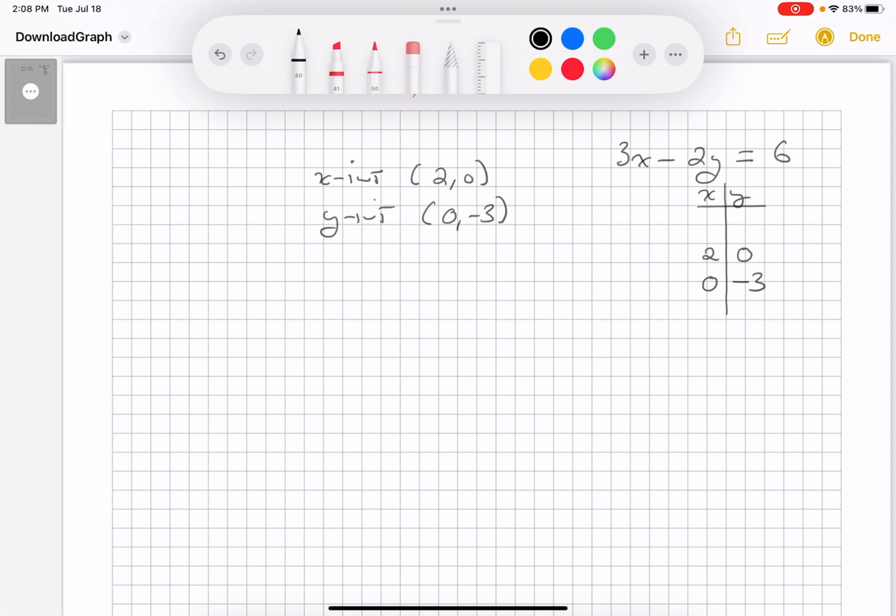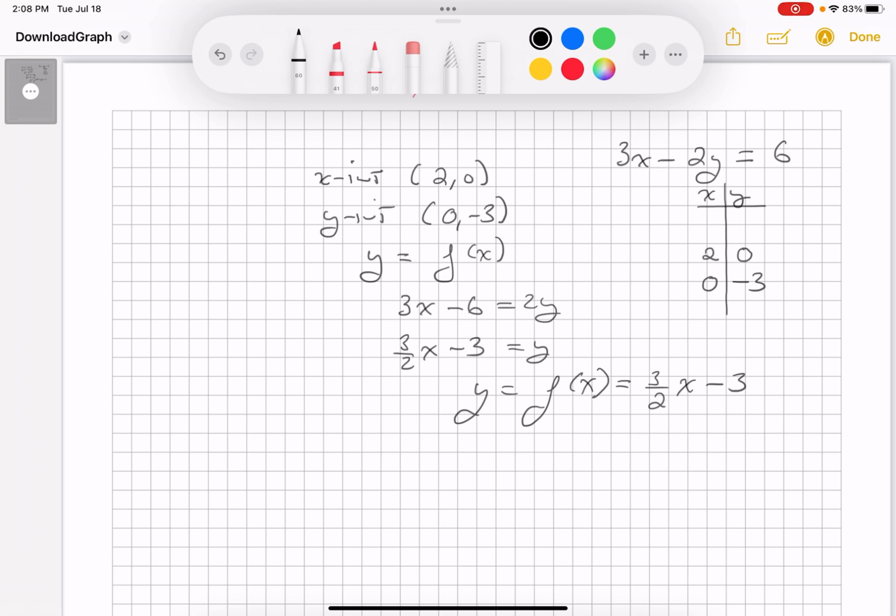I also want to go through that function thing, and I want to say y is a function of x. How do I do that? I solve for y. What do you get? 3x minus 6 equals 2y. Divide both sides by 2, and you would get y is equal to 3/2 of an x minus 3. All right? So y is a function of x. And what is that function? It's 3/2 of an x minus 3.